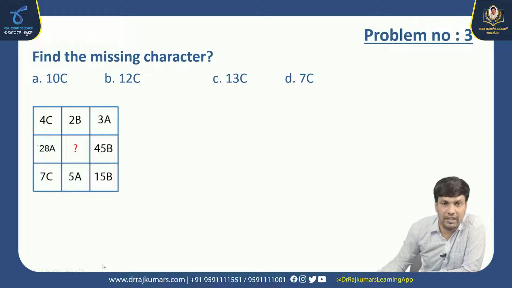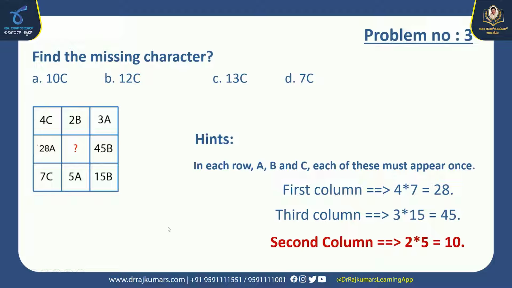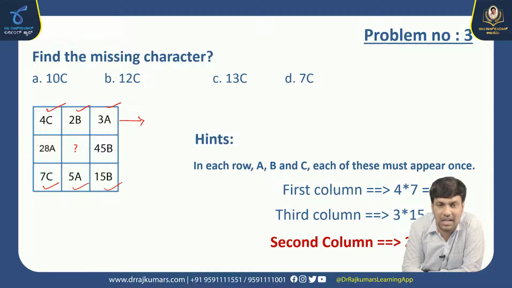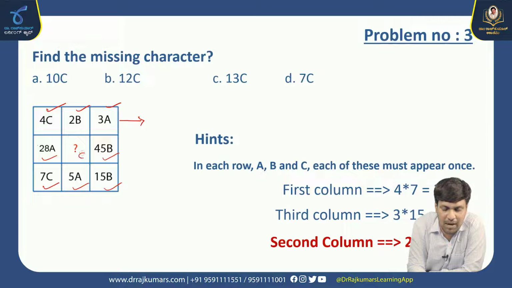Problem number 3. Find the missing character. Again, we observe a square pattern with a 3 cross 3 matrix. But here we have 2 characters in each box, that is, one is a letter and another is a number. Let's decode the pattern now. In each row, A, B, C must each appear once. In the first row we have C, B and A. In the third row we have C, A and B. But in the second row we have A, B, and the lacking alphabet is C. In the question mark part, we have found one character, that is C.